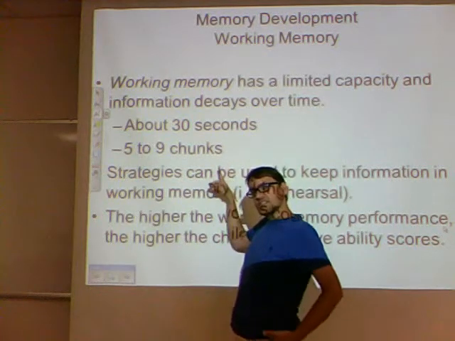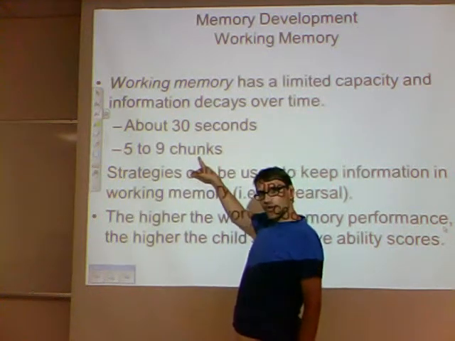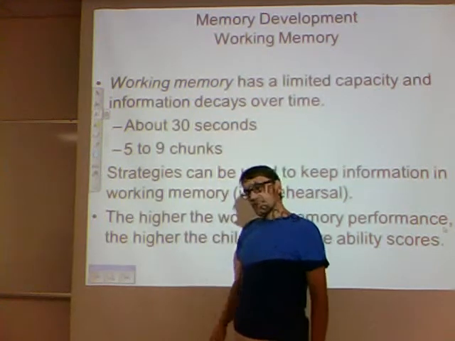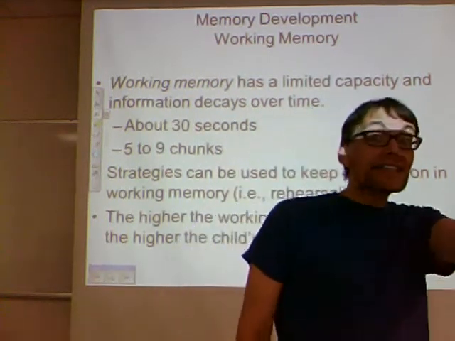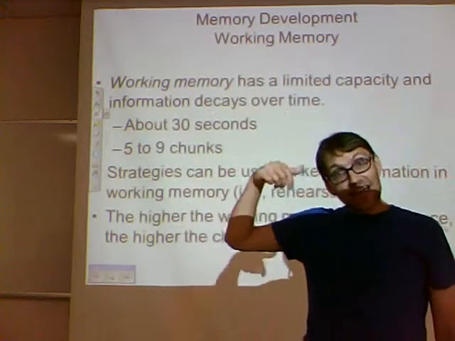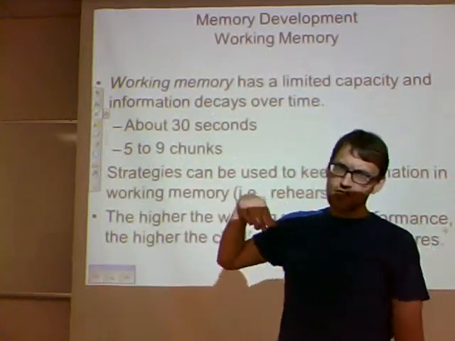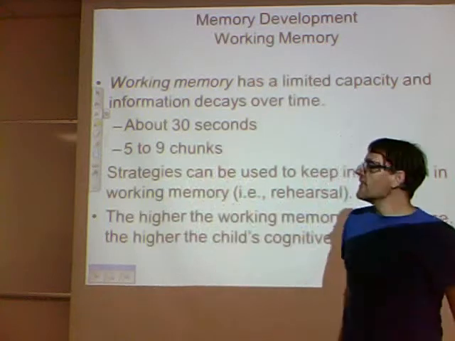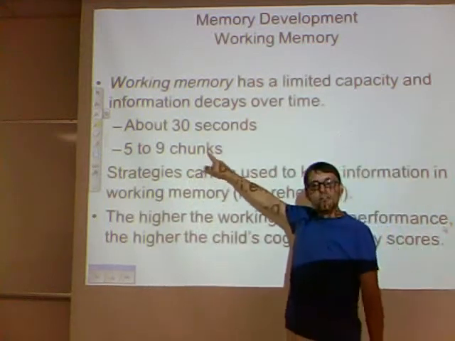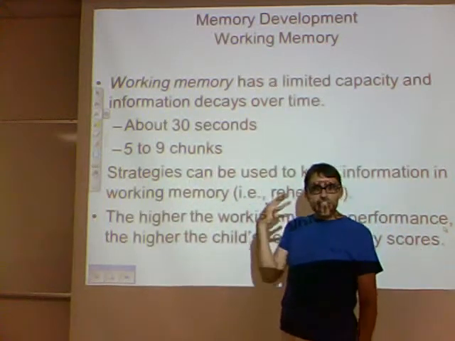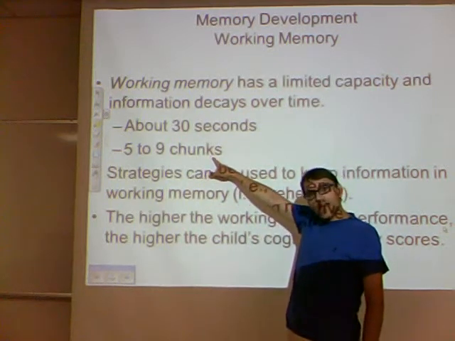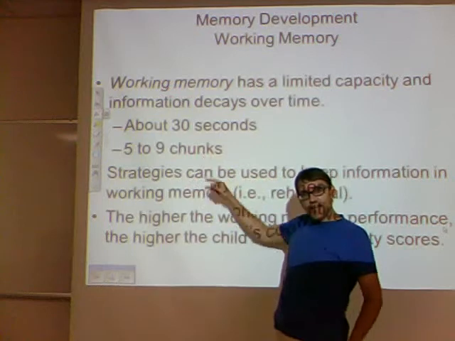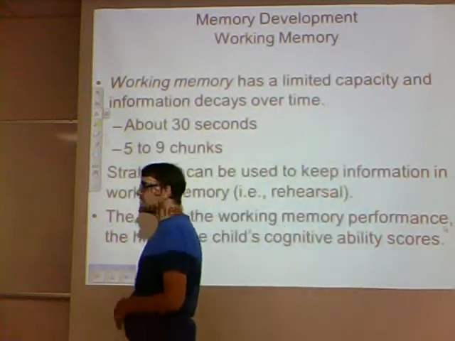How big are these pieces of information? Well, that's up to you, okay? And that's another thing that children are able to do better as they get older. Going back to that last one, children just process more efficiently. They learn better how to make larger chunks. They have the same limitations, 5 to 9 items, but they chunk them together in such a way that they can maximize what that 5 to 9 items really is.